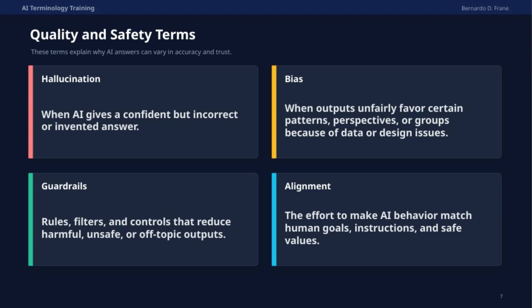All these terms, alignment, bias, hallucination, are key to understanding why AI answers can sometimes vary in accuracy and trustworthiness. Recognizing these issues helps us improve both the safety and reliability of AI systems, which is at the heart of our overall goal in AI development.